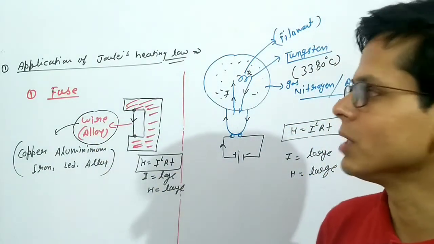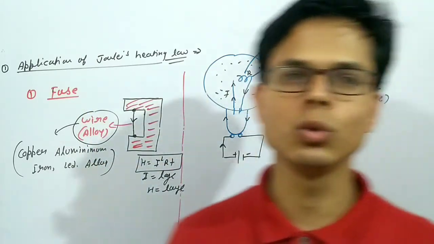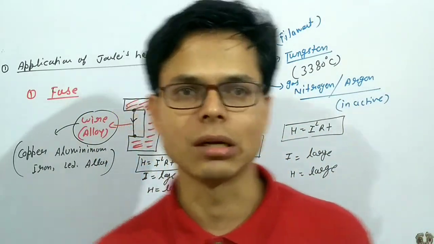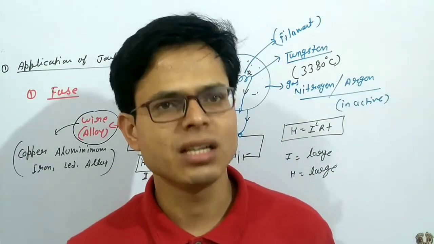So this is work on the principle of fuse. So these two you keep in your mind, because the question will be there. Write two devices which work on Joule's heating law. Fuse and bulb work on it. You can write many more devices.